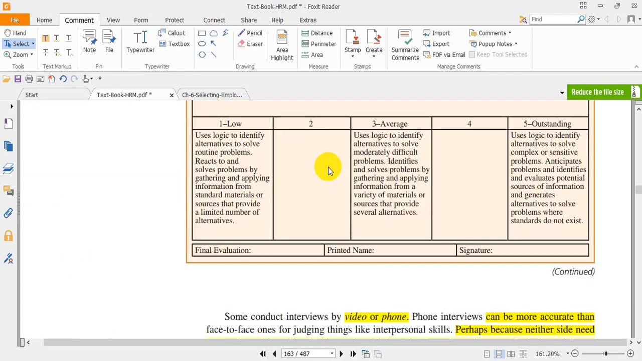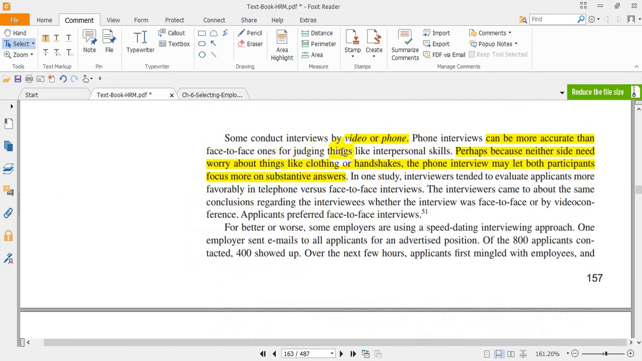The other type is video or phone interview. Phone interviews can be more accurate than face-to-face ones for judging things like interpersonal skills. So, video or phone can be more accurate. Why?